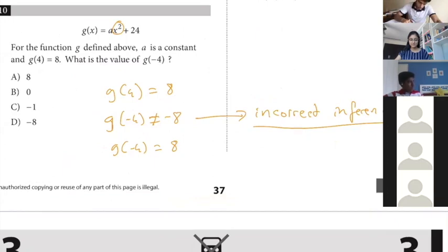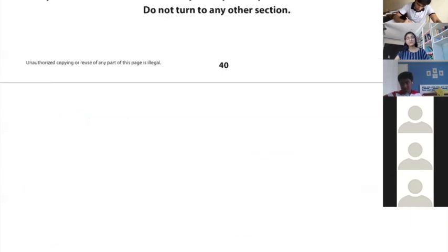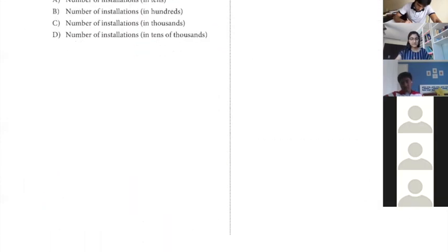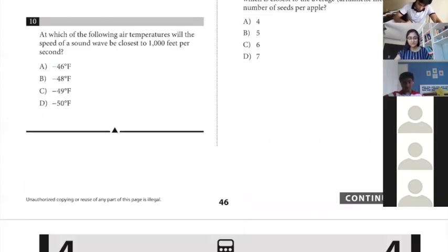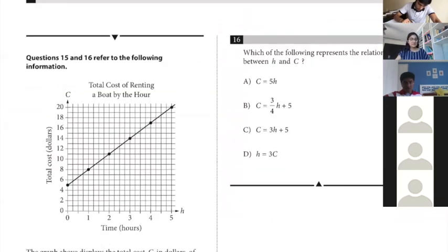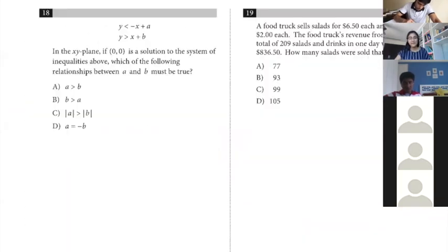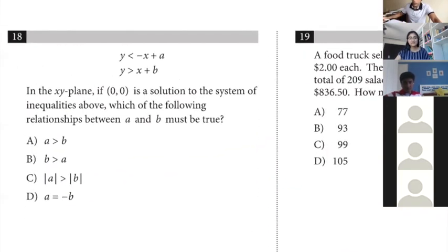All right, let's do 4.18. Moving on. We're back in the calculator section. So calculators are okay. 4.18. Here we go. All right. Ready, set, go.